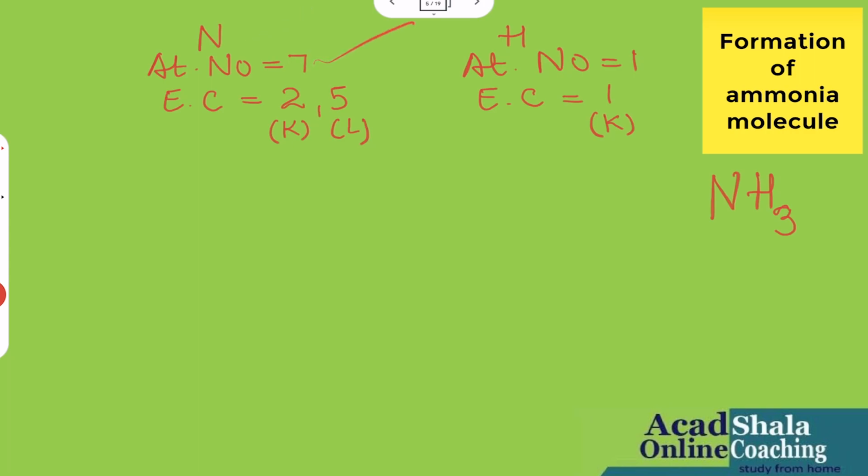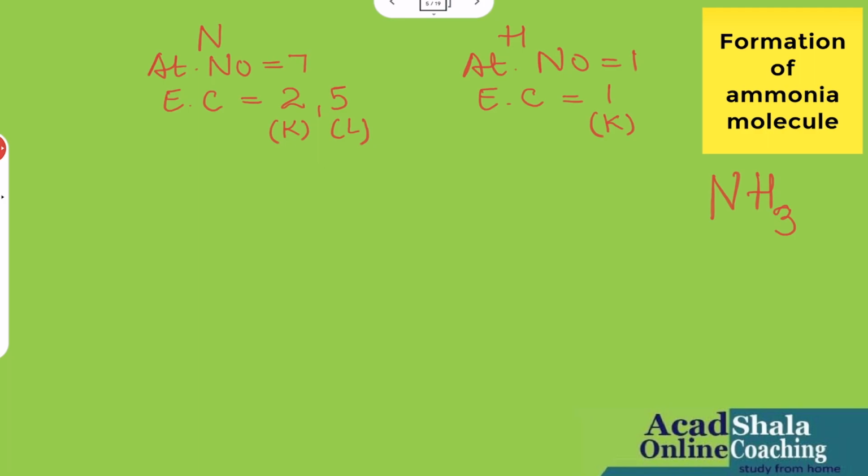Nitrogen, atomic number 7, electronic configuration 2, 5. Hydrogen, atomic number 1, electronic configuration 1, K shell. We have to work on the valence electrons only. Hydrogen contains 1 electron in its valence shell, and it requires only 1 electron to complete its duplet. While nitrogen contains 5 electrons in its valence shell, and it requires how many electrons? 3 electrons to complete its octet. How it comes? Let us do it.